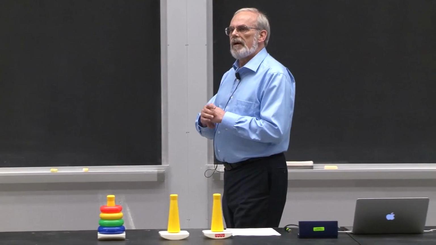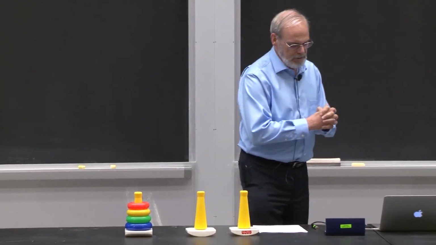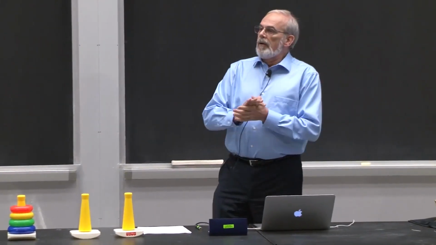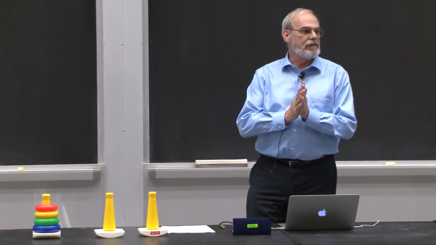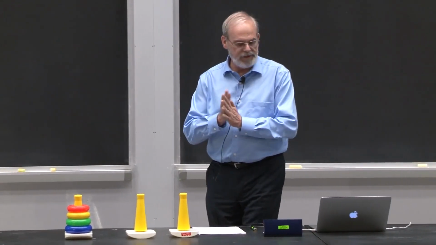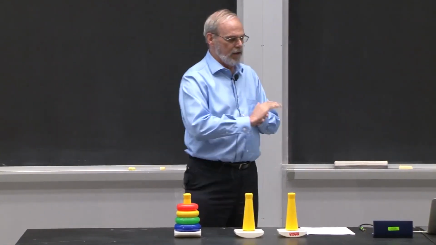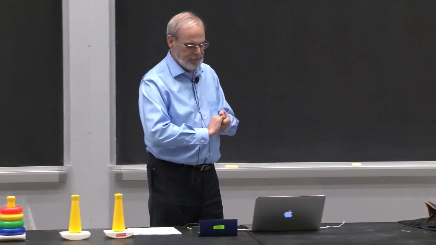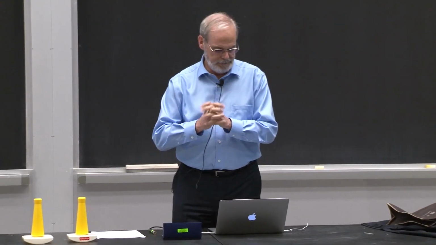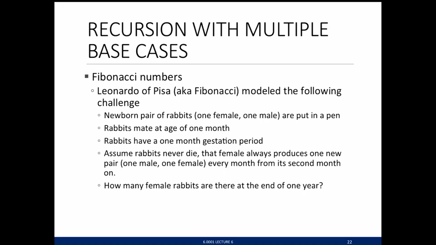Let me show you one other example of recursion that runs a little bit differently. In this case, it's going to have multiple base cases. And this is another very old problem. It's called the Fibonacci numbers. It's based on something from several centuries ago when a gentleman named Leonardo of Pisa, also known as Fibonacci, asked the following challenge. He said, I'm going to put a newborn pair of rabbits, one male and one female, into an enclosure, a pen of some sort. And those rabbits have the following properties.